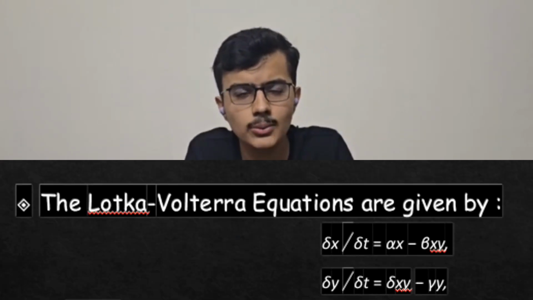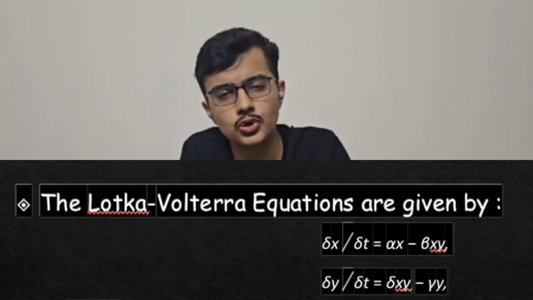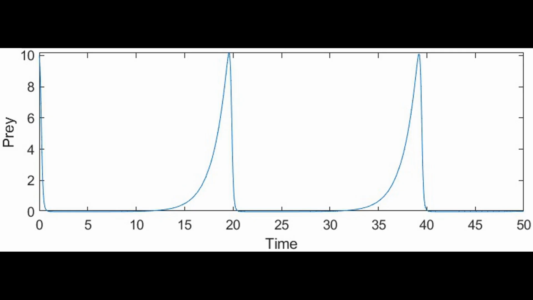The last assumption is that the lifespan of a shark is predefined. So if there is no prey around, the shark would die out. Using these assumptions, the equations look like this, and the graphs were also plotted. The graphs are something like this.